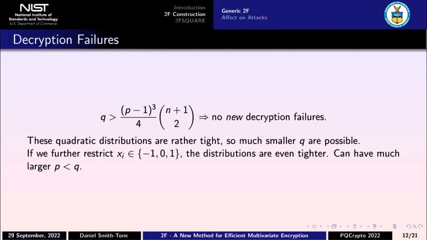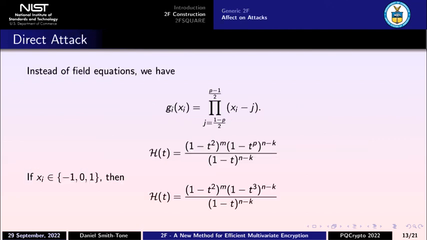So let's examine how this construction affects attacks. The first thing to note is that instead of field equations, we have equations G of the form given here. These equations are degree p, so we end up with a Hilbert series just as we would for a multivariate system over the small field F_p. If we insist on further restriction to ternary inputs, then we obtain the bottom Hilbert series. Of course, that is in the generic case.